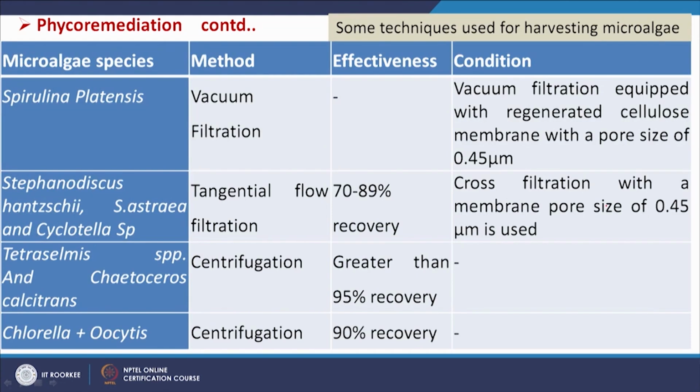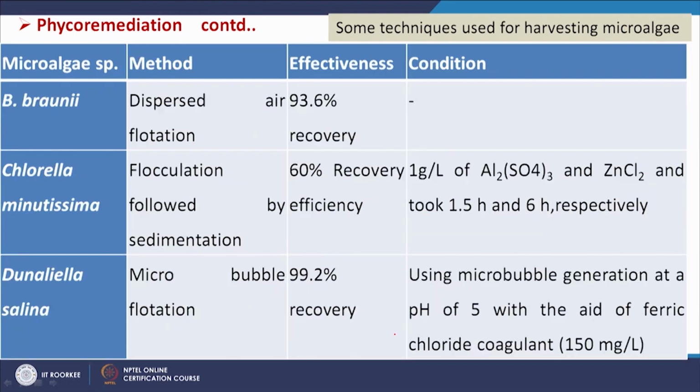And here we will see some comparison. These are the different microalgae species used for different studies, like vacuum filtration, then tangential flow filtration, centrifugation. Here we will see the effectiveness. It is not mentioned here, but 70 to 89% for tangential flow filtration and centrifugation greater than 95%, here greater than 90%, and these are the conditions which have been investigated. So, it is seen that for centrifugation we will be getting more effectiveness.